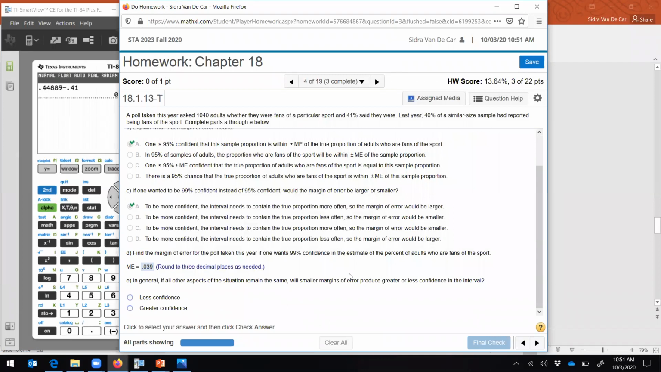And by the way, I could have done it like I did the previous problem and used the formulas. I'm trying to show you that you're doing the same thing. You can just use technology to help you go a little faster. In general, if all other aspects of the situation remain the same, will smaller margins of error produce greater or less confidence? Smaller margins of error will give you less confidence in the interval.